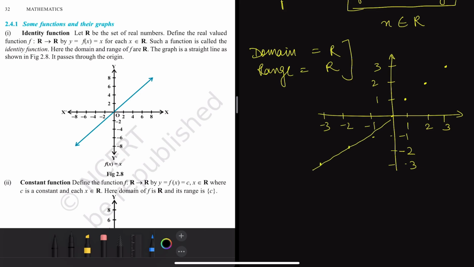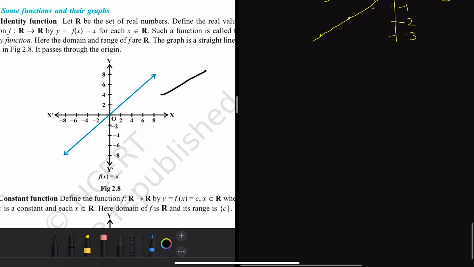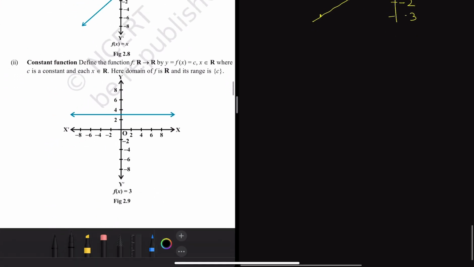So once you draw it on a graph properly, you will get a straight line like the one they have drawn here. So this is a graph of an identity function, where x is equal to y at any point given on this line. Moving on to the constant function.